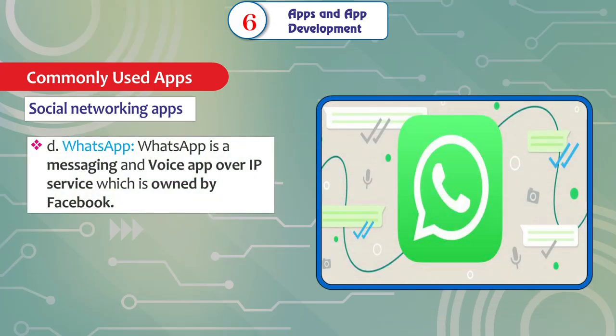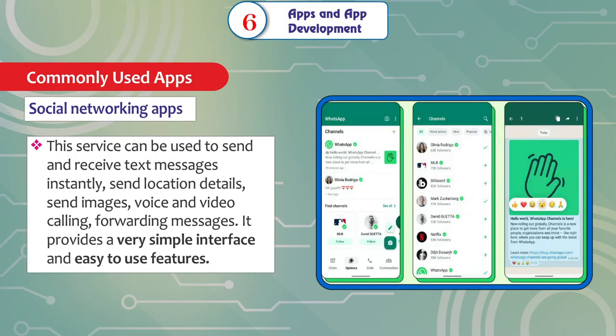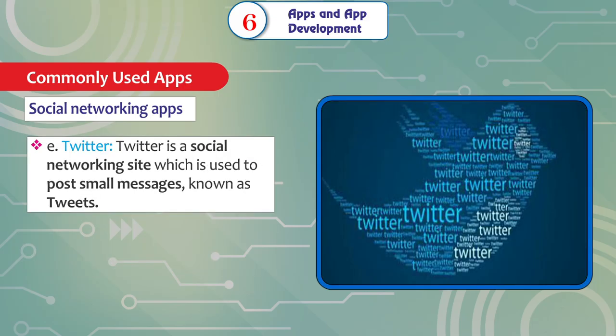D. WhatsApp. WhatsApp is a messaging and voice over IP service which is owned by Facebook. This service can be used to send and receive text messages instantly, send location details, send images, voice and video calling, forwarding messages. It provides a very simple interface and easy to use features.